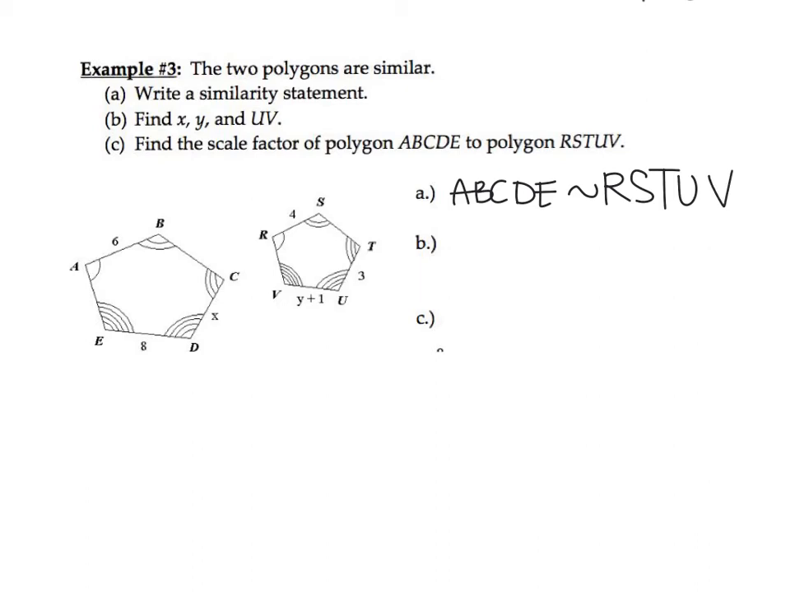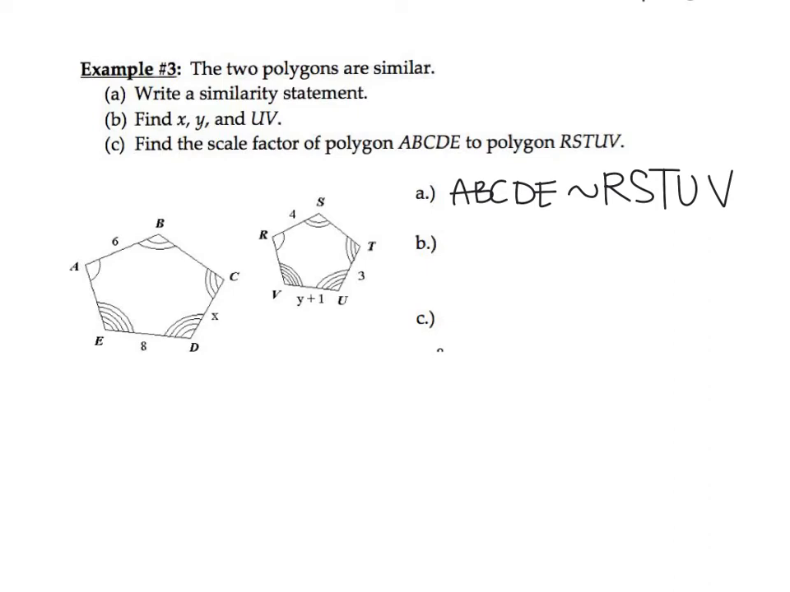So writing a similarity statement, always best to go off the congruent angles. It's the easiest way to write your similarity statement. And it's all based on which letter you start with. If I had started with B, it would have changed how I labeled my second polygon.